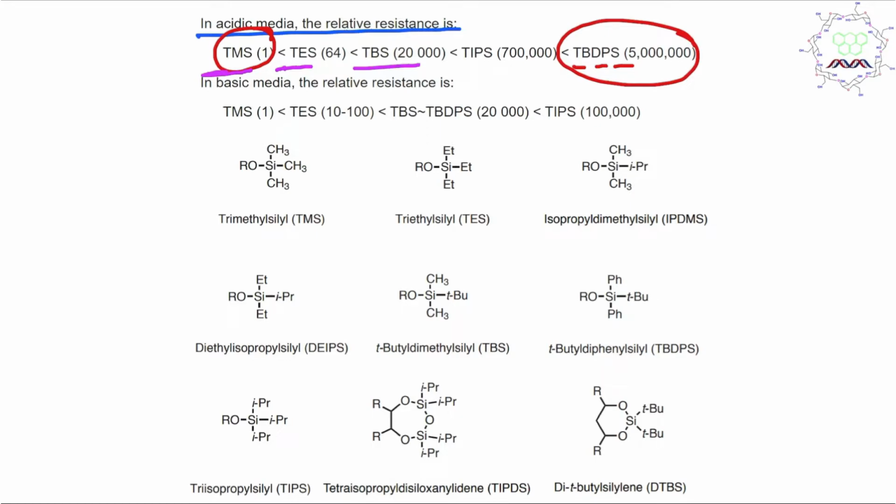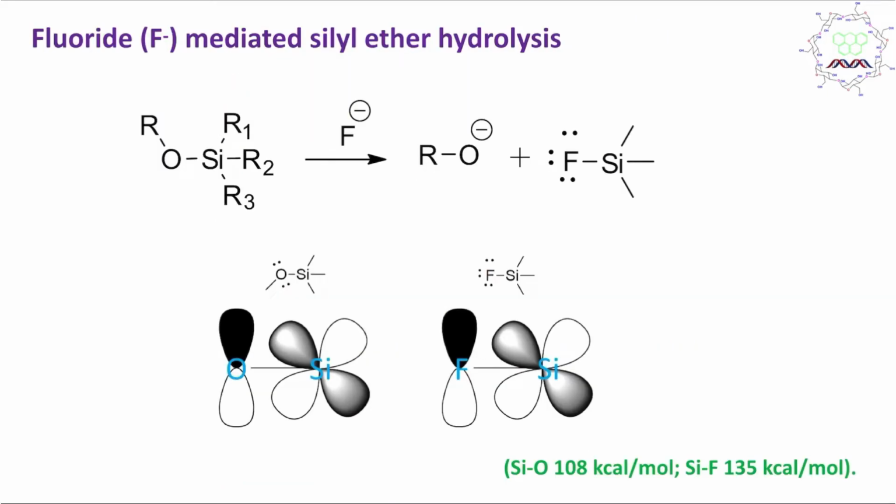In this case, TBS means tertiary butyl dimethyl silane. Sorry, I made a mistake. A similar kind of trend is also observed in basic media, but there is a slight difference. But remember one thing, students, the common statement: the greater the bulkiness, the more difficult the hydrolysis. Now, the method I like very much is fluoride mediated silyl ether hydrolysis, and this is method number 3. Acid and base are 1 and 2, third is fluoride.